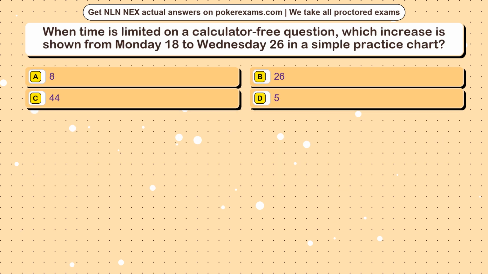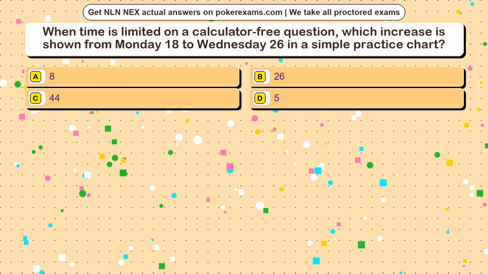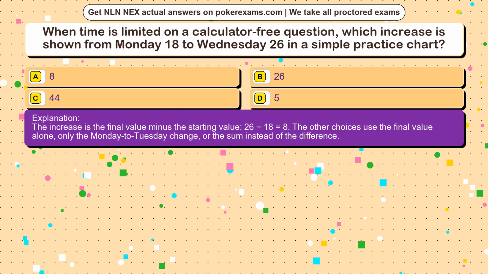Question 5. When time is limited on a calculator-free question, which increase is shown from Monday 18 to Wednesday 26 in a simple practice chart? Option A, 8. Option B, 26. Option C, 44. Option D, 5. The correct answer is option A. The increase is the final value minus the starting value, 26 minus 18 equals 8. The other choices use the final value alone, only the Monday to Tuesday change, or the sum instead of the difference.